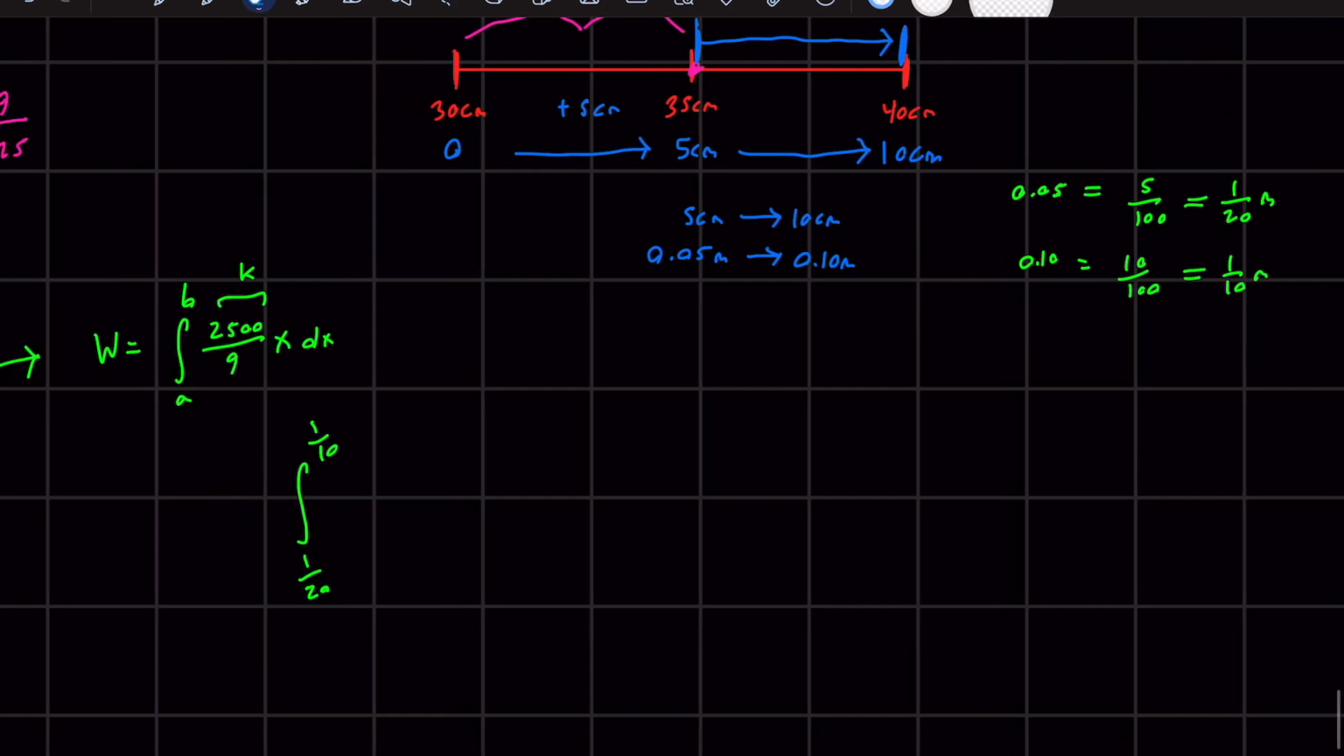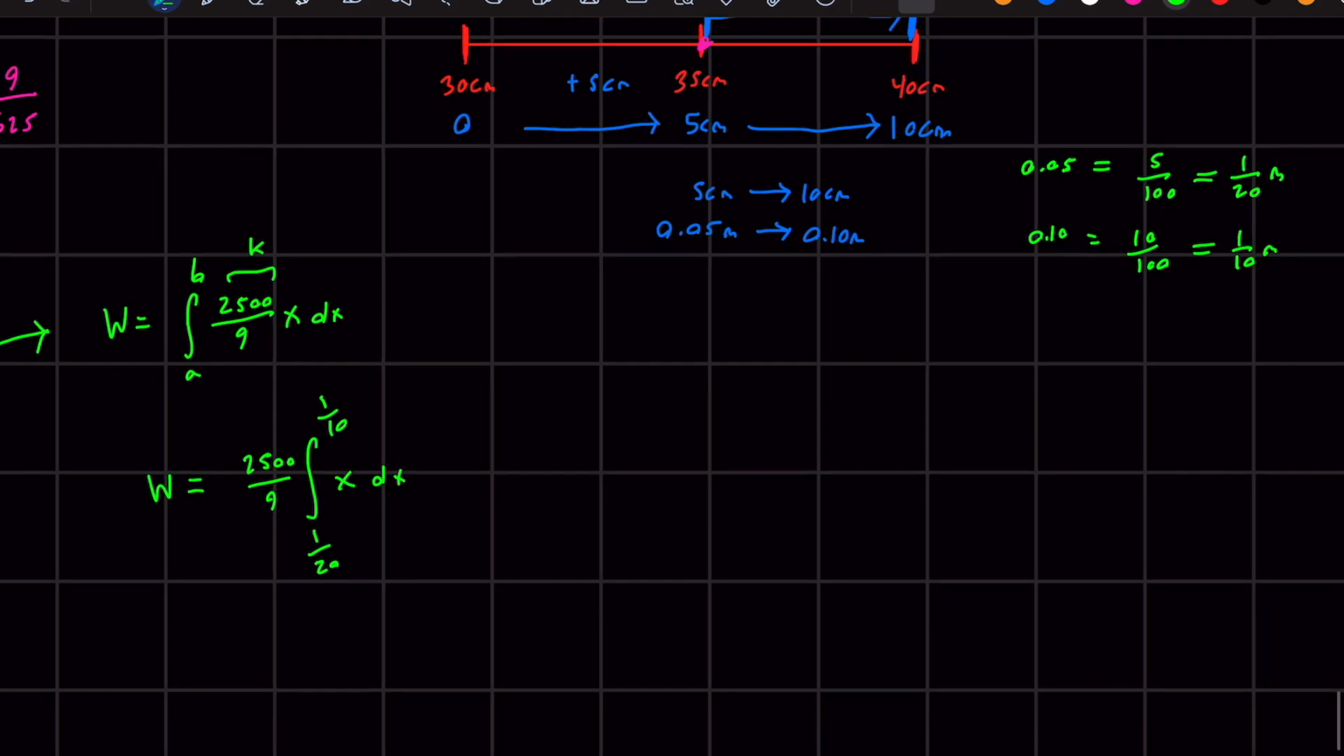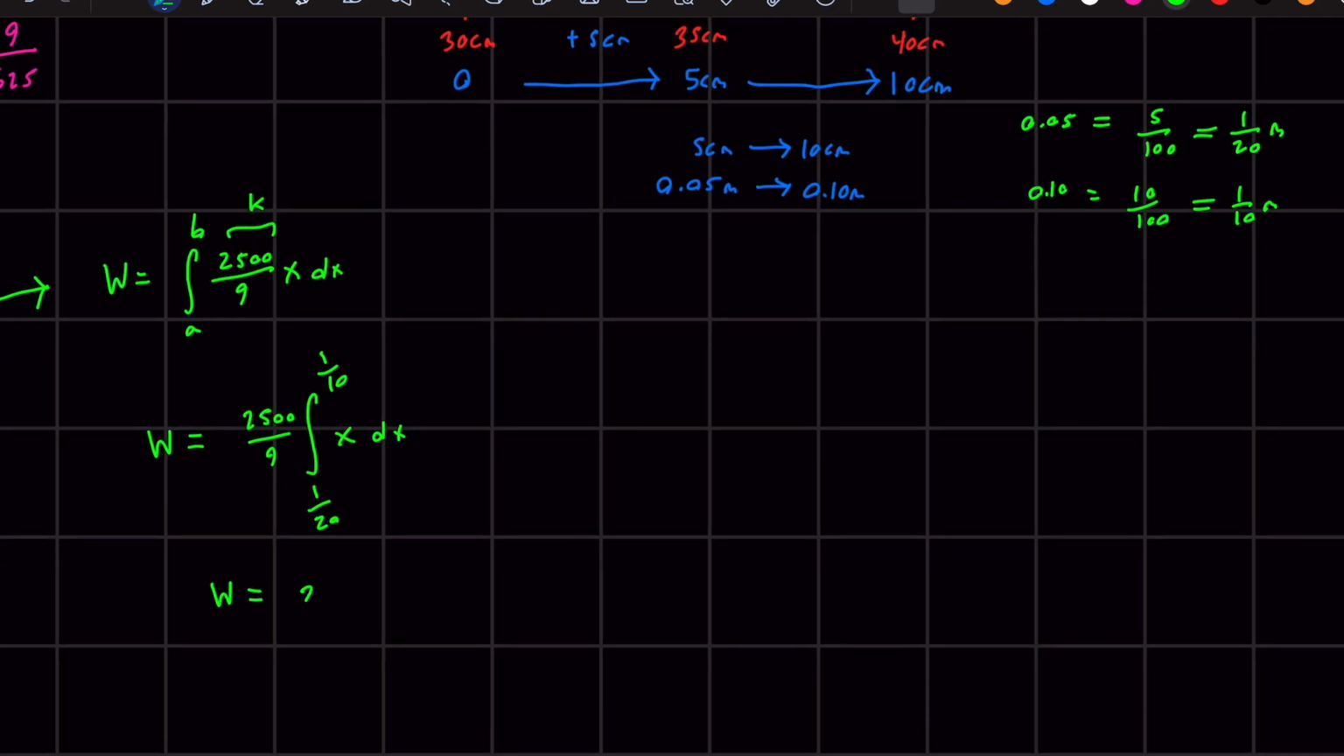And as a matter of fact, I'm going to move out that 2500 over 9 on the left because that's just a constant. And we're allowed to do that with integrals. You can move constants out. So you have 2500/9 times the integral of x dx. So work is going to be equal to 2500 over 9 of x squared over 2 evaluated at 1/10 to 1/20.